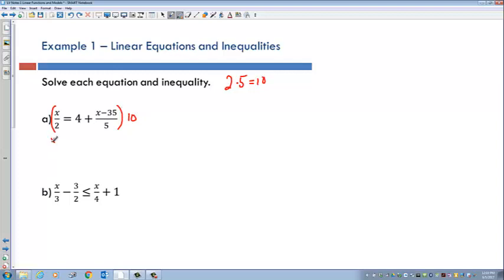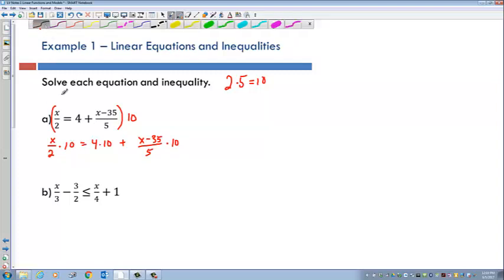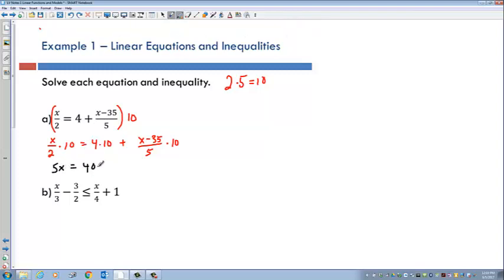And so over here, we'll have x over 2, so I'll do this in 2 steps. I usually skip this step, but x over 2 times 10, and then equal to 4 times 10, and then plus we have (x minus 35) over 5, all times 10. And so what's going to happen is the denominator is actually going to go away. A 10 divided by 2 is a 5, so we're going to get a 5x here, equal to a 40, plus, and then a 10 divided by 5 is a 2, so you're going to get a 2 times (x minus 35). And so you'll notice what has happened is that we've cleared the denominators. There are no longer any denominators here.